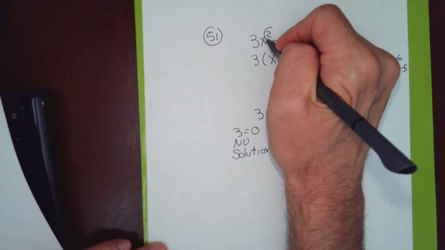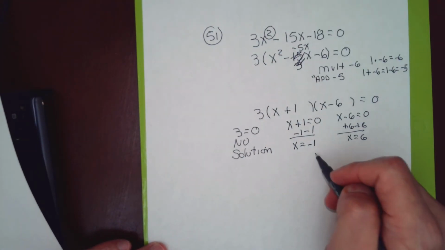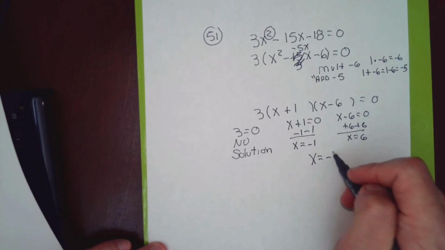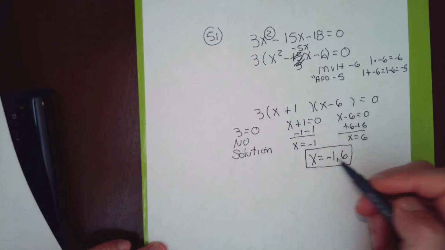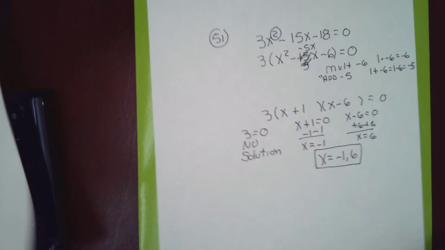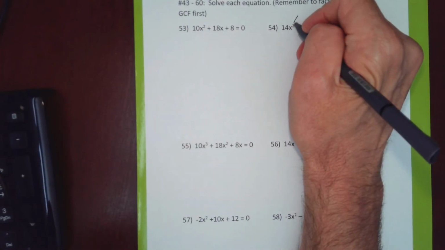Because the original problem's highest exponent is 2, I can't get more than 2 solutions. And that's what I got exactly. I got negative 1 and 6 for my answers for 51. Just a few more for this part 3 of the video, and then we'll have a part 4. I'm going to go ahead and do problem 54.